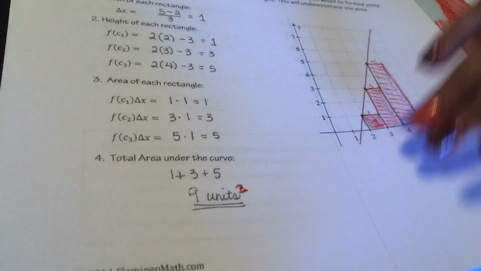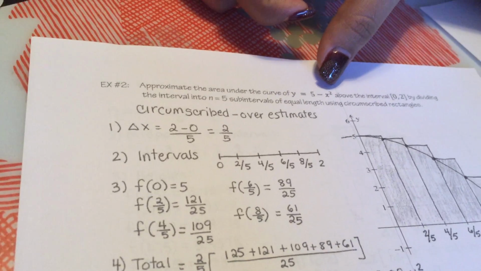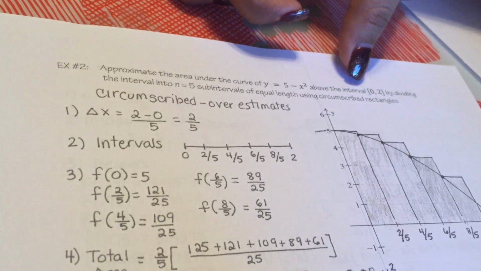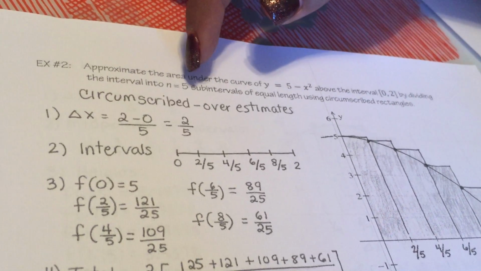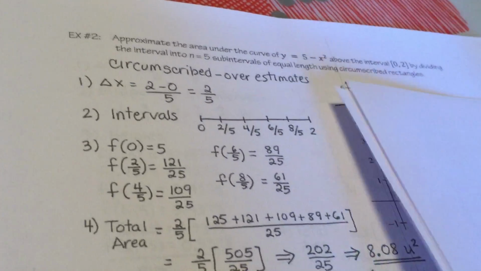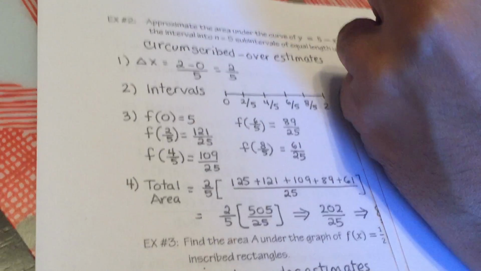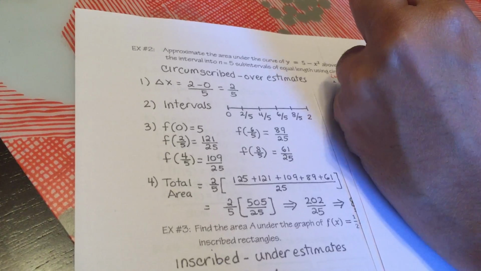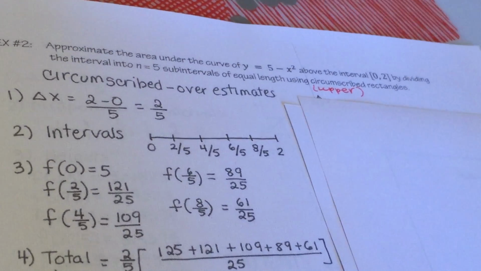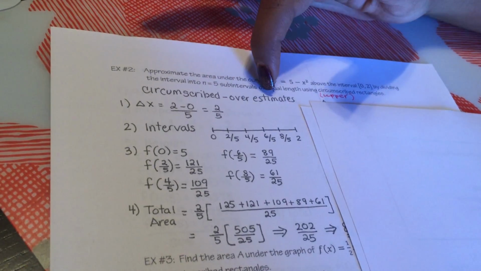So let's do another example. Approximate the area under the curve of y is equal to 5 minus x squared above the interval from 0 to 2 by dividing the interval into 5 subintervals of equal length using circumscribed rectangles. Well, circumscribed means on the outer part. So really they're talking about upper rectangles or a right sum, which we have here, circumscribed meaning overestimates.